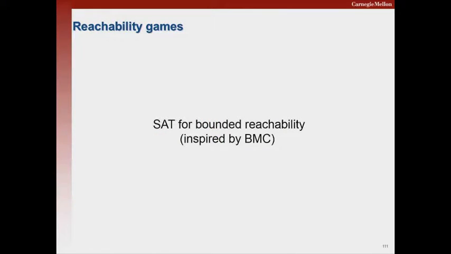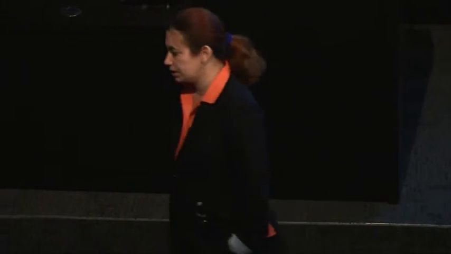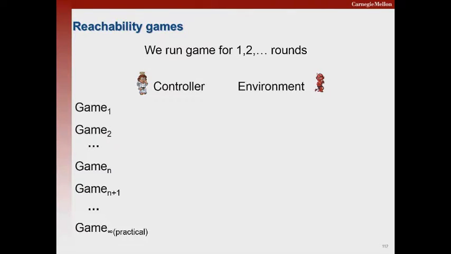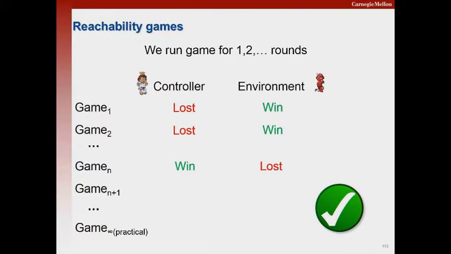So we're not going to do state compilation. I'll try to explain what we are going to do. We were inspired by bounded model checking, and we use SAT for what we call bounded reachability. What it means is we start playing a game, and we fix the number of rounds of the game. So we play a game for 1 round, for 2 rounds, and so on. Suppose when we play a game for n rounds, the controller wins, which is a good case for us, because if the controller wins in n rounds, we can generate a strategy.